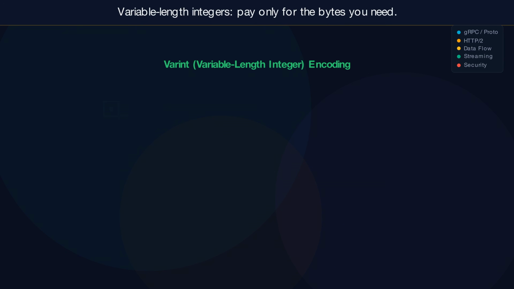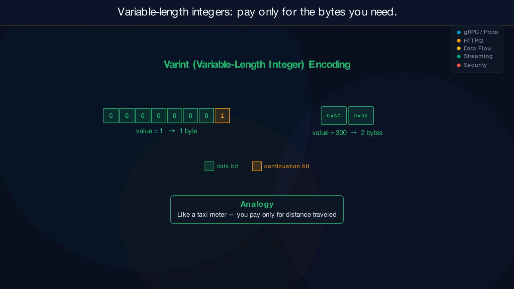Small integers encode to a single byte using varints, variable length integers. Each byte uses 7 bits for data and 1 bit to signal whether more bytes follow. The number 1, 1 byte. 300, 2 bytes. You pay only for what you use.